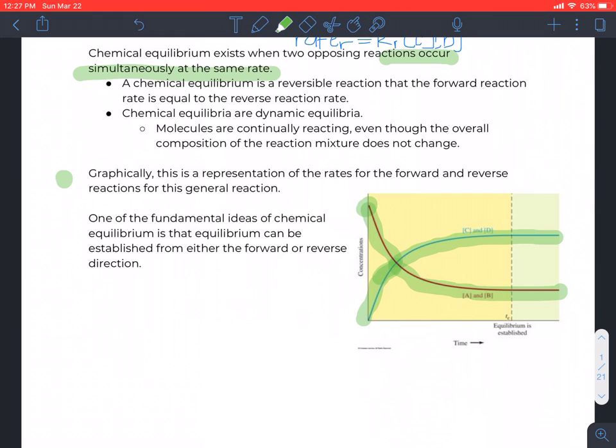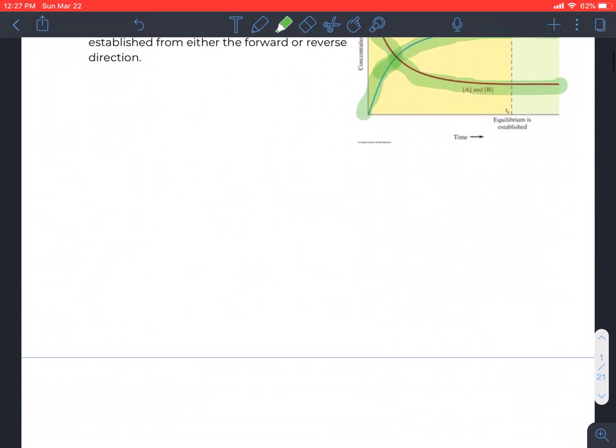One of the fundamental ideas of chemical equilibrium is that equilibrium can be established from either the forward or the reverse direction. Because we know C and D react, if we had started with those, we would have formed A and B, and vice versa. Okay, go to the next one.